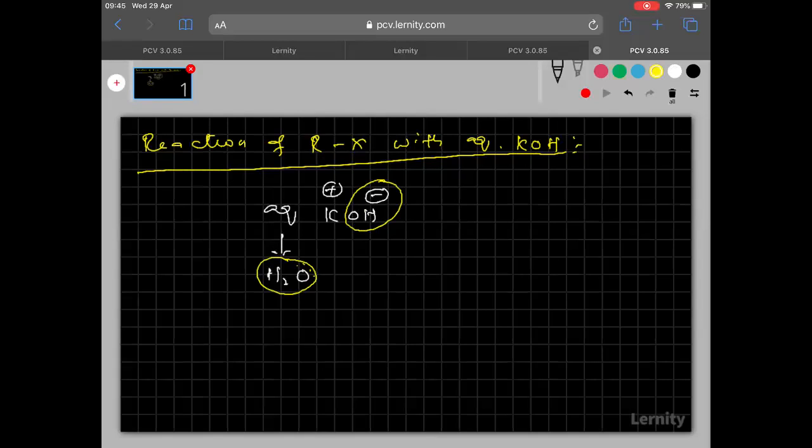But I told you anionic nucleophiles are stronger nucleophiles. Is it clear everyone? When the nucleophile is strong, then it will favor which mechanism? SN2 mechanism. I hope you are understanding my point here. It will favor the SN2 mechanism. Clear? So reaction of RX with aqueous KOH follows the SN2 mechanism.